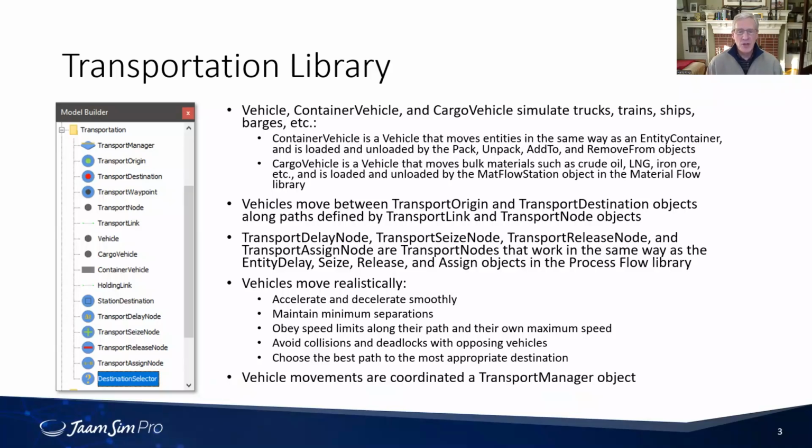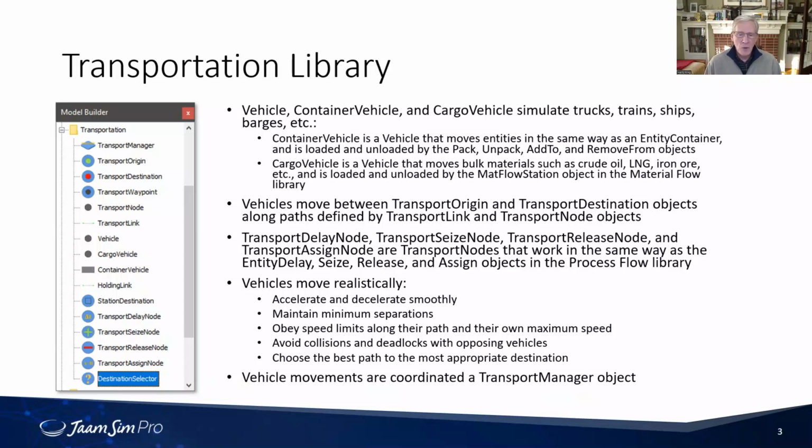The vehicles in JaamSim Pro move realistically. They accelerate and decelerate smoothly, so you don't see a vehicle suddenly move off like it's shot from a cannon at its maximum speed. It accelerates smoothly at a specified acceleration rate up to its maximum speed, and then carries on at that speed. If it hits any speed limits for sections of the road where it has to reduce speed, it will reduce speed ahead of that new section, so that when it hits that section, it's going at the correct speed limit.